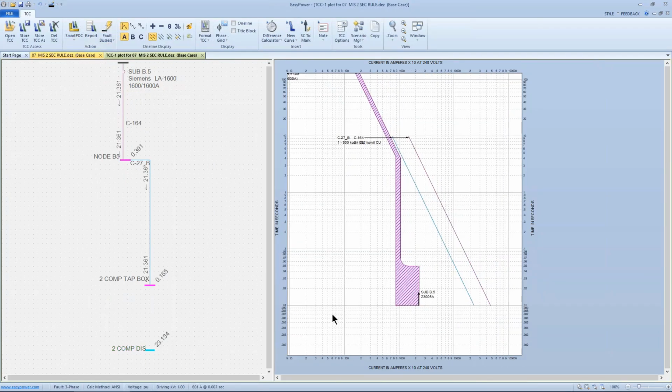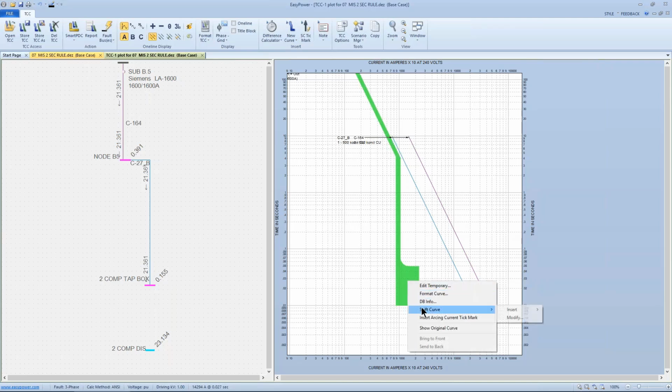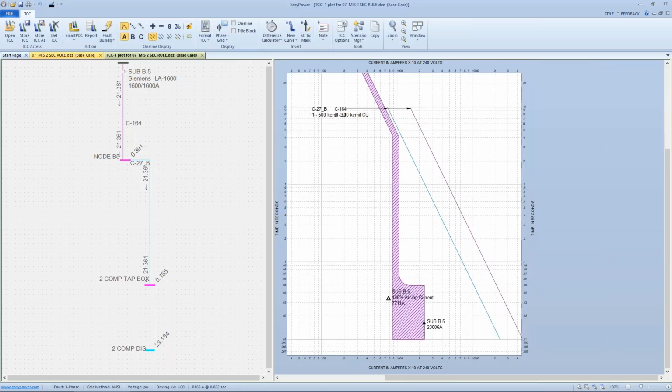So the maximum current through that breaker is indicated by the clipping. And if I right click on that curve and insert an arcing tick mark, it shows me that the 100% arcing current is expected to be 7,700 amps, which falls just to the left of the vertical band for that breaker. So in fact, the fact that we're seeing an exceedingly high incident energy has nothing to do with the 2 second rule, and in some regards is obscuring the fact that this is a miscoordinated device.